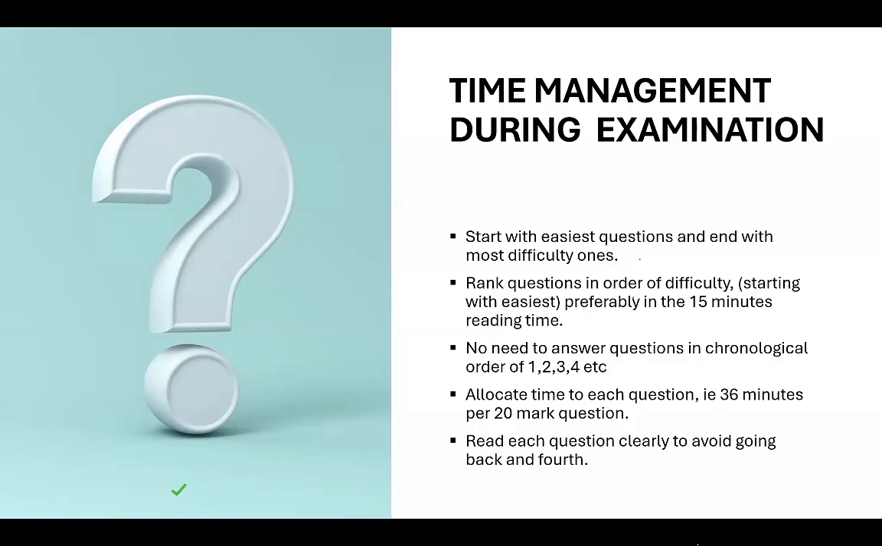Rank the questions in the order of difficulty, starting with the easiest. Preferably, you do this in the 15 minutes reading time. No need to answer questions in chronological order. Don't say, I must first finish all the components of question 1, and then I move to 2, and then 3, and then 4. If question 4 is the easiest to you, on page 1 of your answer booklet, go and say question 4 and start answering it.